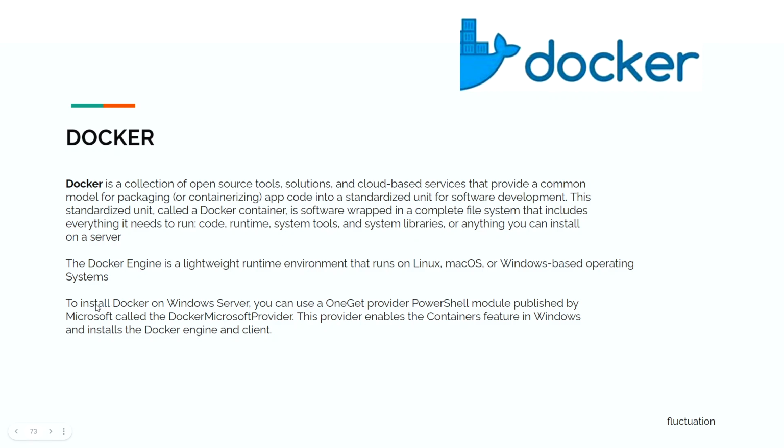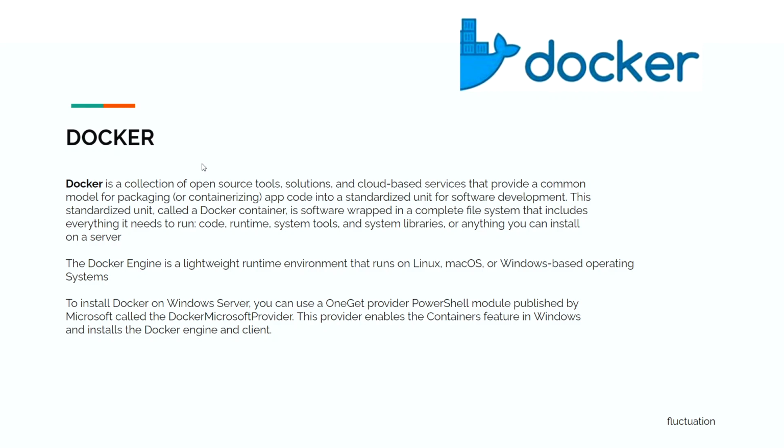If you want to install Docker on Windows Server, we don't use it a lot. For example, when we do a lab, we can install Docker on Server Core, a very light version of Windows Server. You can use the NuGet provider, a PowerShell module published by Microsoft called the Docker Microsoft Provider. This provider enables the container feature in Windows and installs a Docker engine on the client.